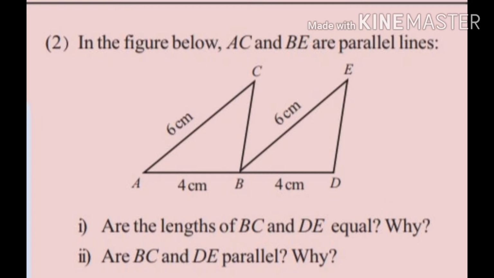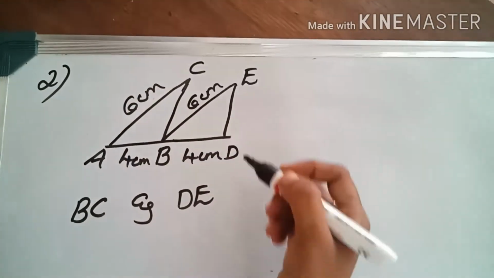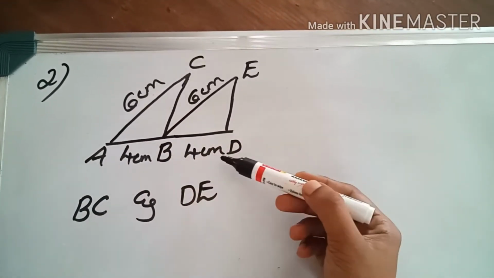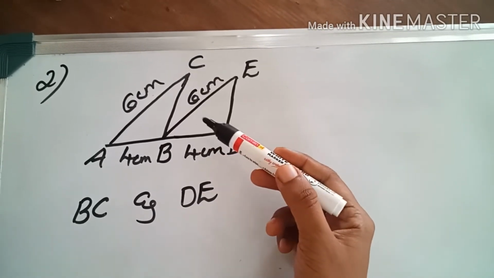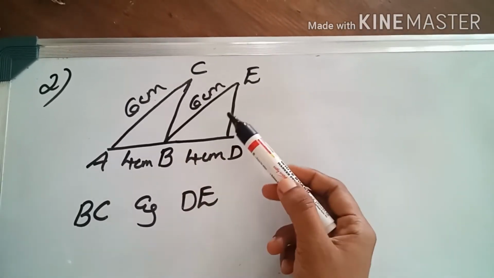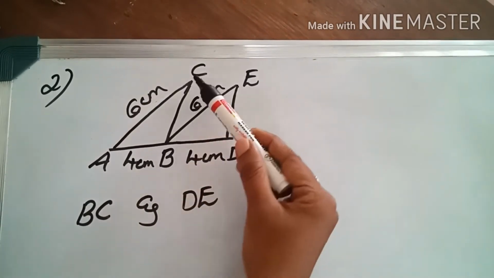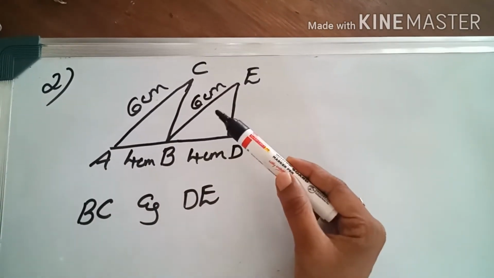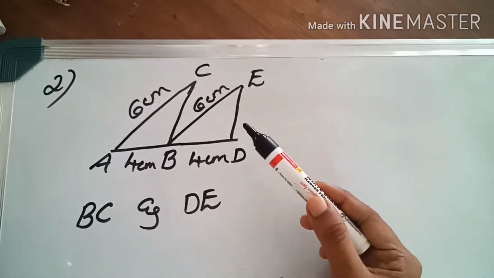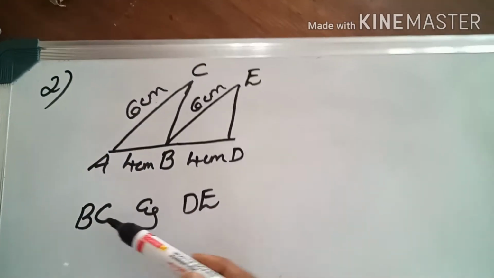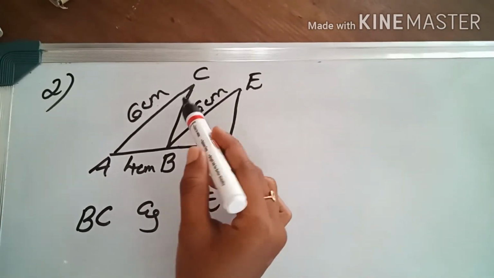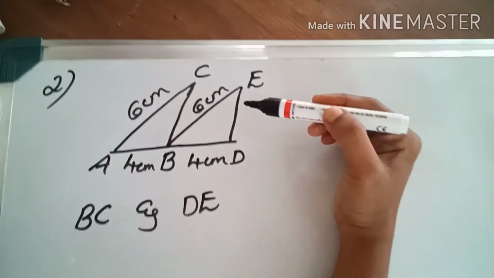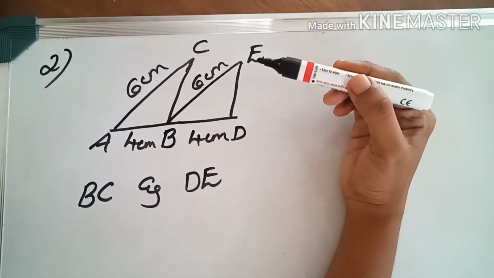That is the first sub question. Let's check. This is a figure given in the question. 6 centimeter, 6 centimeter, 4 here, 4 here. You can see two triangles here: triangle ABC and triangle BDE. Now, the first sub question is, are the lengths of BC and DE equal? That means this length and this DE length are equal or not. That we need to prove.